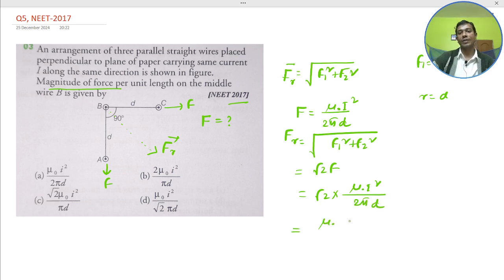In the NEET exam, keep in mind for physics that short calculation type questions come. For JEE Main the calculation is 2 or 3 lines for NEET, 4 or 5 for JEE Main, and 7 to 9 for JEE Advanced. Just keep this in mind for your exam purposes. This is the general case, but not all questions are done with 7 to 9 lines for JEE Main and Advanced. So this would become mu naught I square divided by root 2 pi d. So D would be our correct answer, mu naught I square by root 2 pi d.